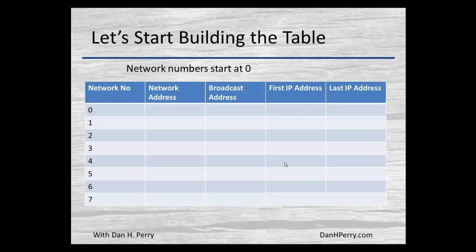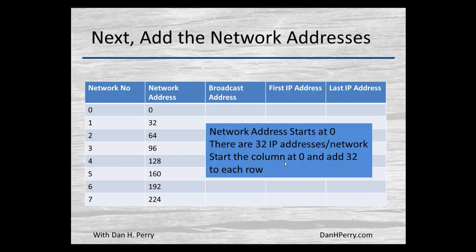The way I go about this is I start by filling out the network addresses. Since the first network starts at 0, and there are 32 IP addresses for each network, you simply add 32 to the previous network number to get the next one. So starting at 0, add 32 to give us network 32, then 64, 96, and so on. And our last network is 224.